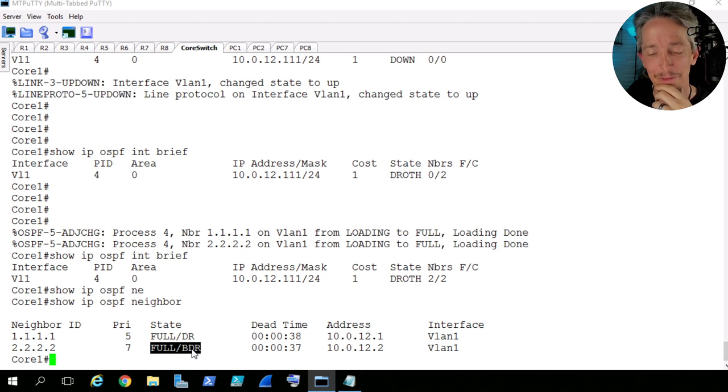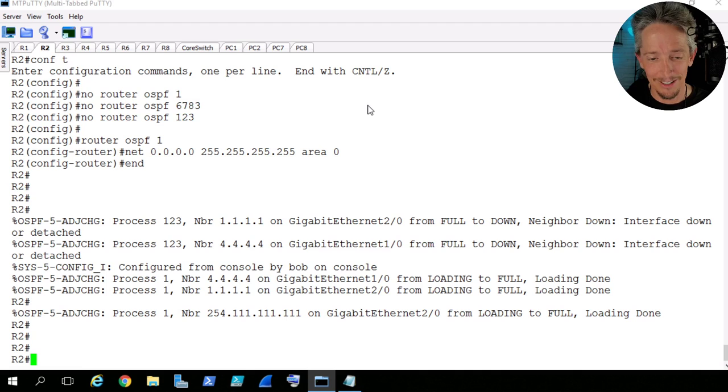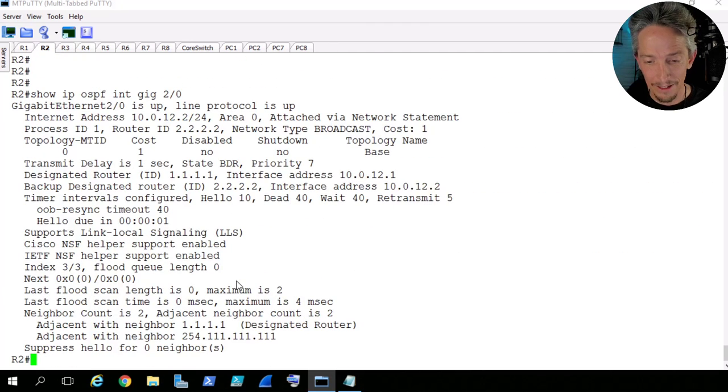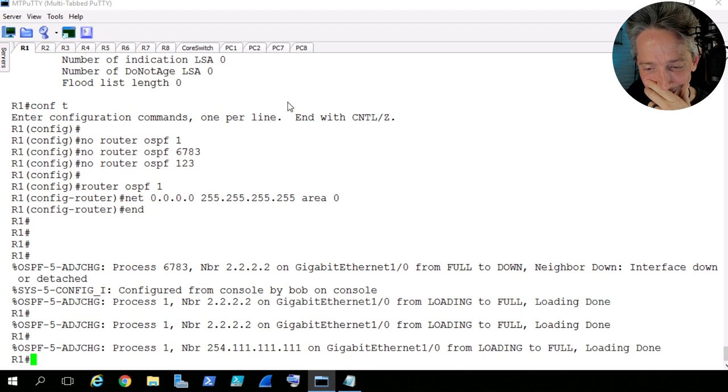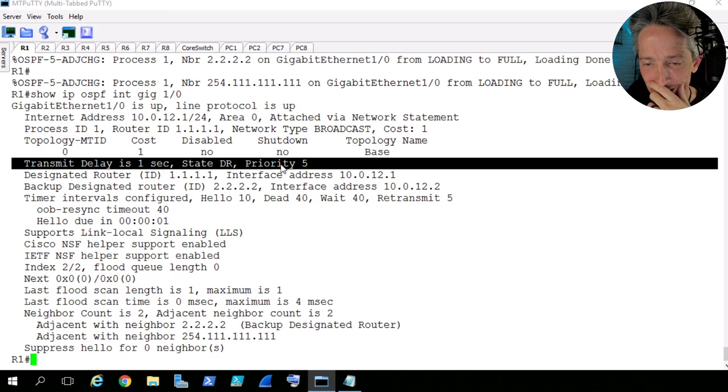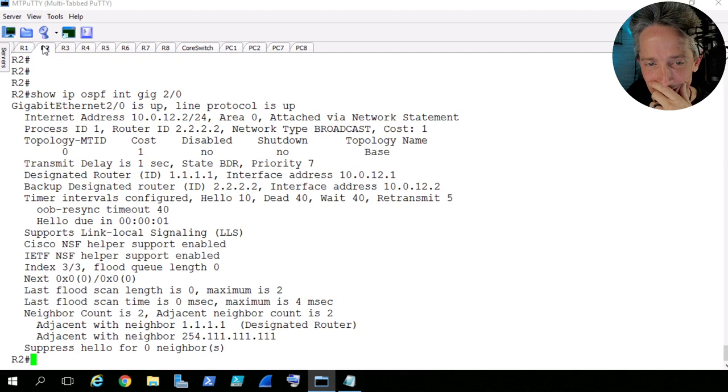Did we or did we not configure OSPF priority of 7 on the GIG2/0 interface? Let's find out. R2. Show IP OSPF interface GIG, and then make sure I have the right interface. 2/0. Priority of 7. Now do, show IP OSPF interface GIG 1/0. 5. Yeah.